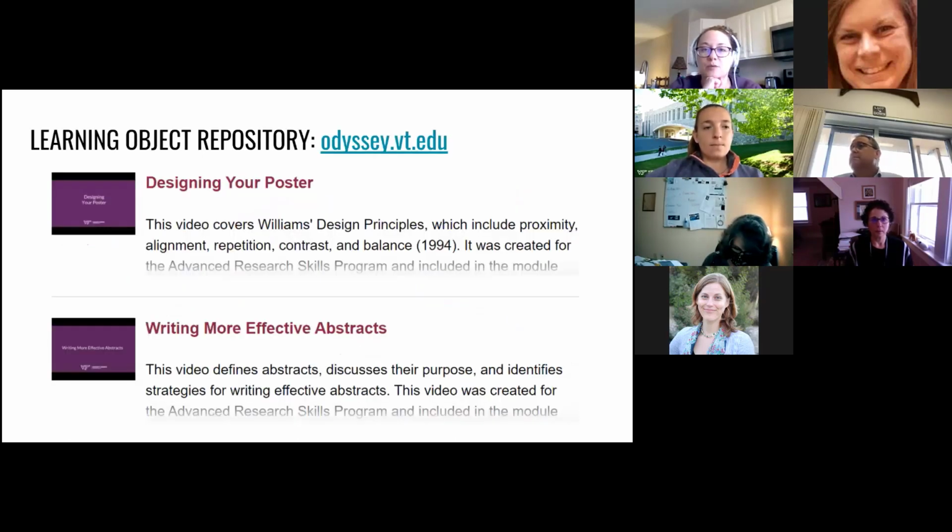And then to give you an idea of where you can find those openly accessible objects, there are 2 different repositories. The first one, run by University Libraries, is the Learning Object Repository known as Odyssey, which you can find at odyssey.vt.edu. And I have an entire undergraduate research collection in there, and you can just see 2 screenshots, designing your poster or writing more effective abstracts. These were both items that I made for that series that we've integrated into the course.